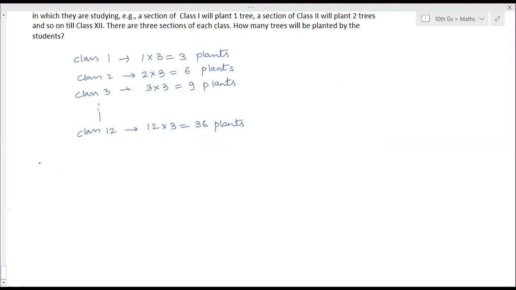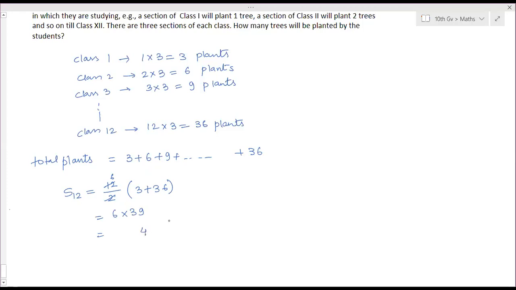So this is AP, so total number of plants, we have to add everything. That is equal to 3 plus 6 plus 9 plus last is 36. So sum of all these we have to calculate. Now if you see, the numbers are in AP. Difference is 3. So we have to find out sum of 12 terms because these are 12 classes. So find out sum of 12. S12 is n by 2 into A plus An, that is 12 by 2 into 3 plus 36. 6 into 39, 234. 234 plants will be planted.